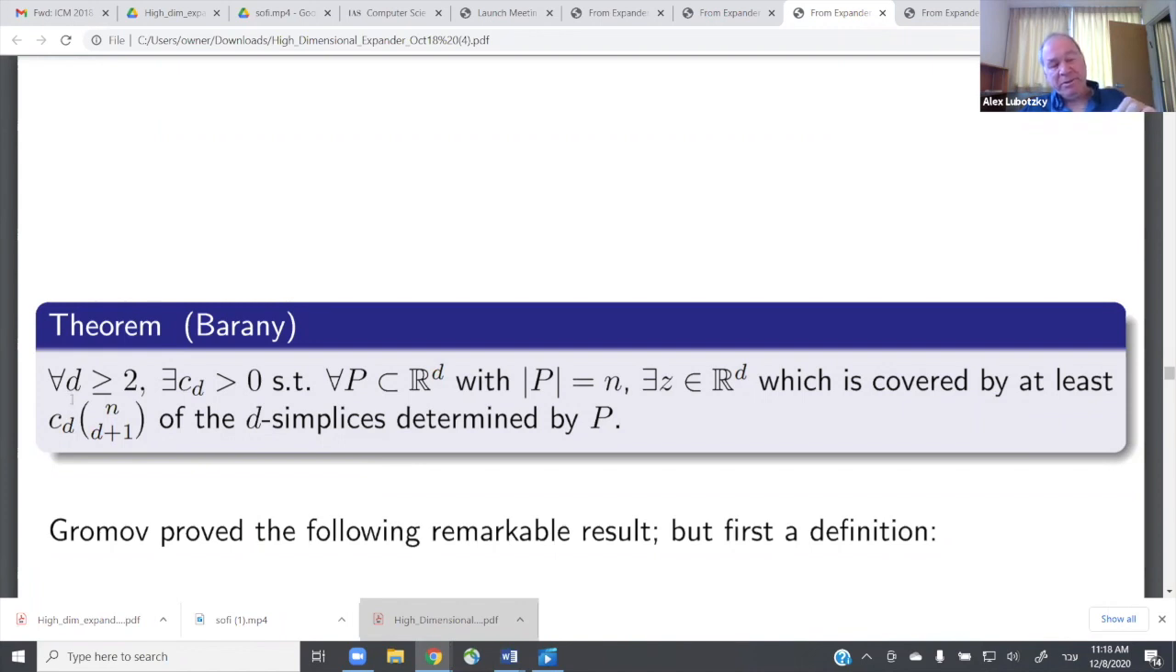So fix d now. Then Bárány's theorem says that there exists some positive constant such that for every set P in R^d of size n, there exists a point in R^d which is covered by at least this linear proportion of the n choose d+1 d-simplices determined by P. If we take n points in R^d, every d+1 points determine uniquely a d-simplex, then we get n choose d+1 simplices, a positive proportion of them, again independent of n and independent of the location of the points, do intersect.